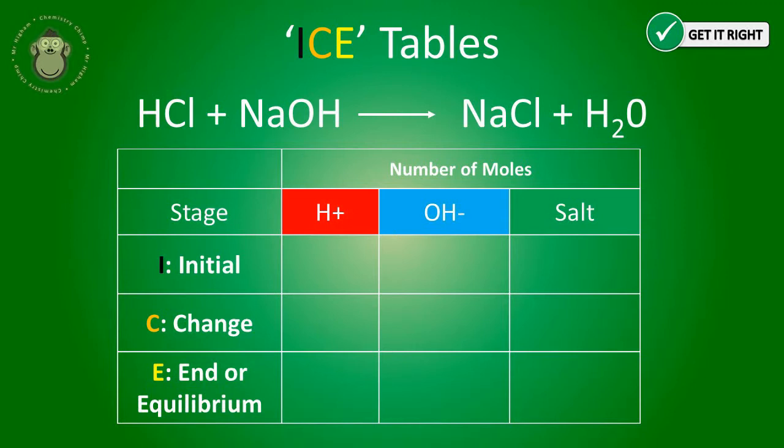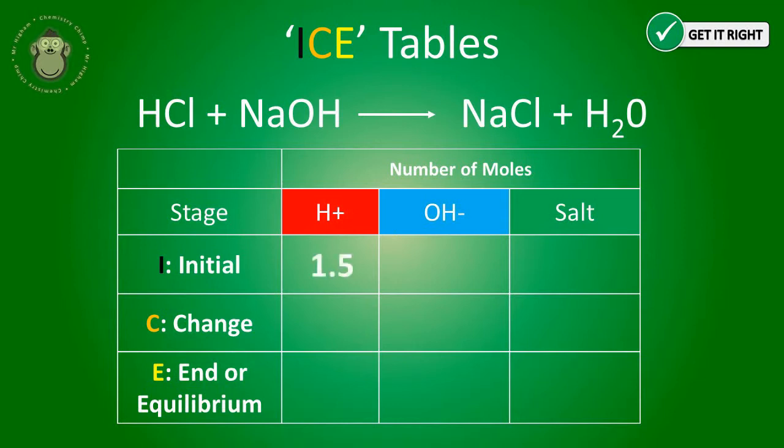So I've used an example here of a very simple neutralization reaction where we've got HCl and NaOH producing NaCl and H2O, and the reactant ratios are 1 to 1 and then 1 to 1 in the product. So it's a 1 to 1 to 1 to 1 reaction ratio.